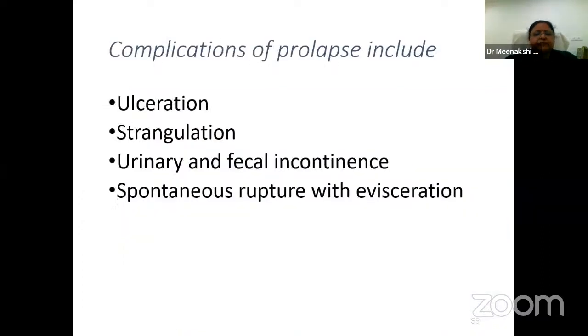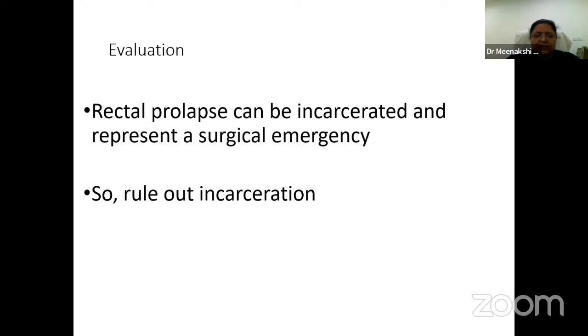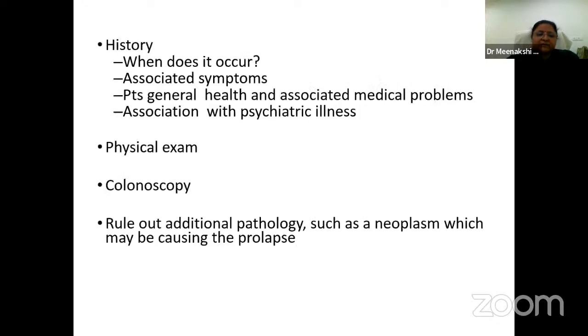Okay. Then what are the complications of the prolapse? Whenever it's a long-standing prolapse, a patient may come in emergency hours, maybe with strangulation. There can be ulceration, there can be urinary and fecal incontinence, and there can be spontaneous rupture with evisceration. Now, the very, very important thing is how to diagnose it. If it's very evident, no problem. Okay, but the evaluation of the patient is very important, as the prolapse may be lacerated, and that may require a surgical emergency. So we must rule out incarceration.